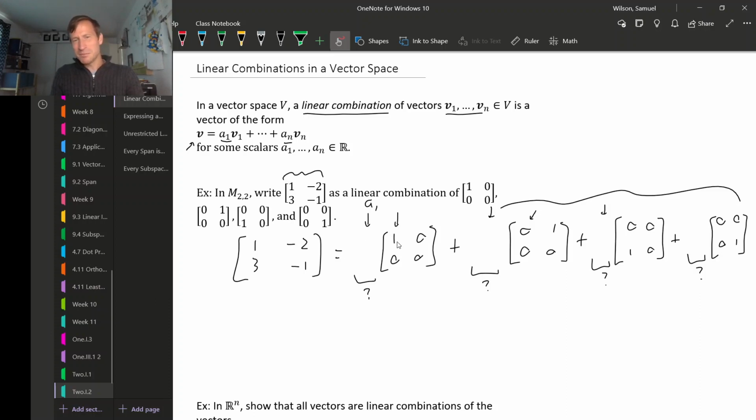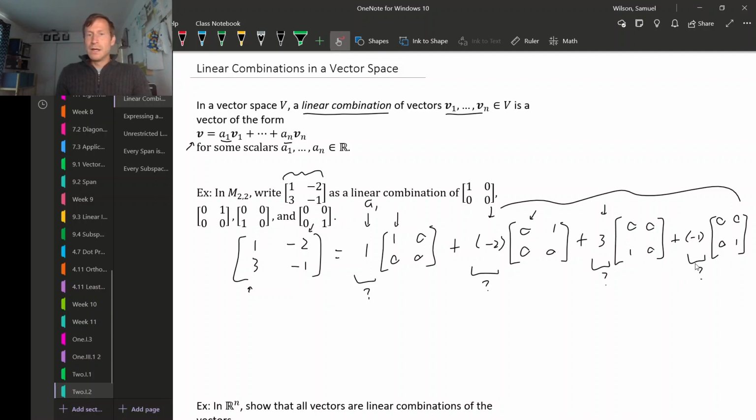And what do we want this upper left entry to be? Well, we want it to be 1. So let's put a 1 right here. And similarly, you can see we should put a -2 right here to arrange for that -2 to show up. And we should put, looks like 3, right here to get that 3 to show up. And then we should have a -1 right here.